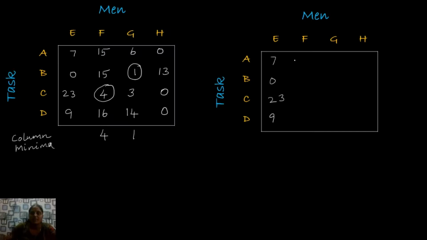So 15 minus 4, 11. Again 15 minus 4, 11. 4 minus 4, 0. 16 minus 4, 12. Next for the third column, 6 minus 1, 5. 1 minus 1, 0. 3 minus 1, 2. 14 minus 1, 13. And for the last column, 0, 13, 0, 0.